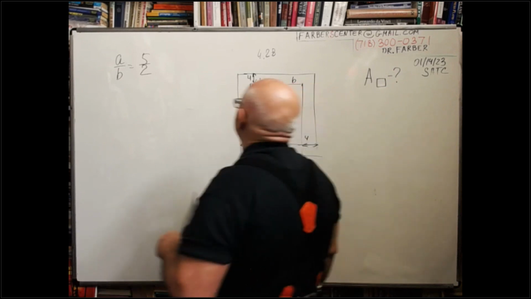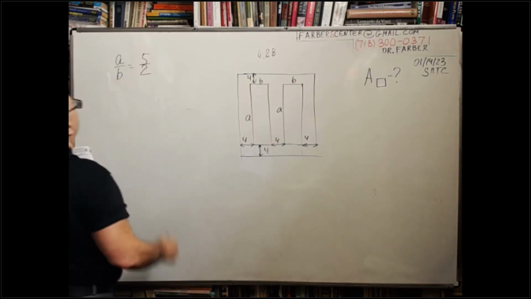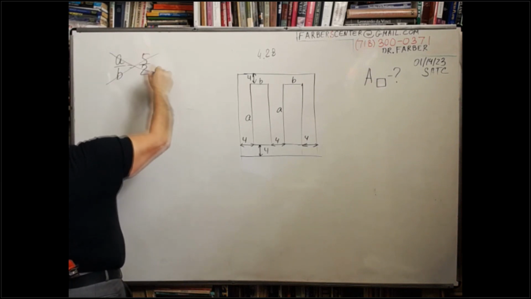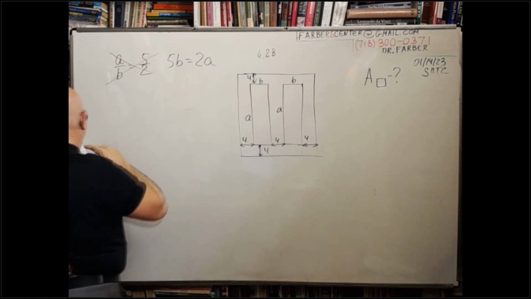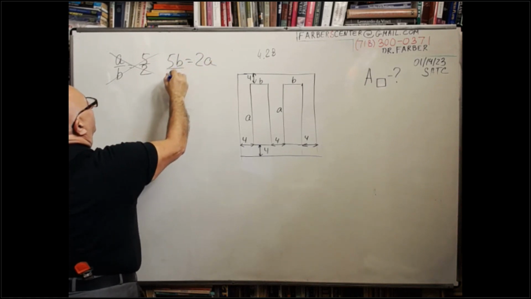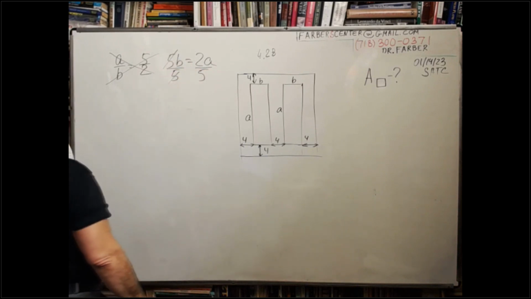Well, from this, what is given? You can easily find 5b equals a. I express one variable in terms of another. Divide both parts by 5. I found b equals a over 5.